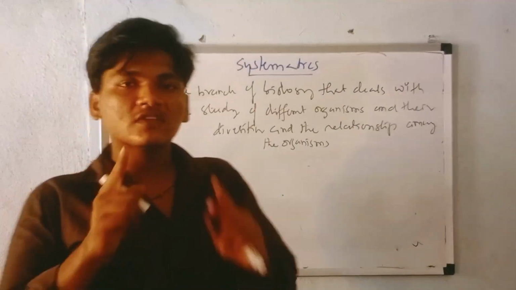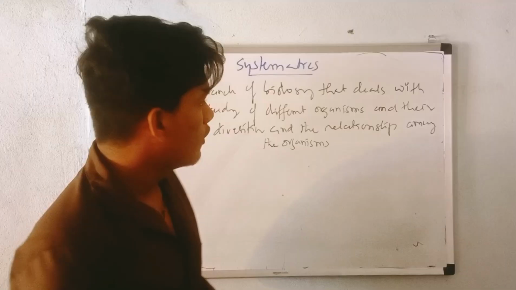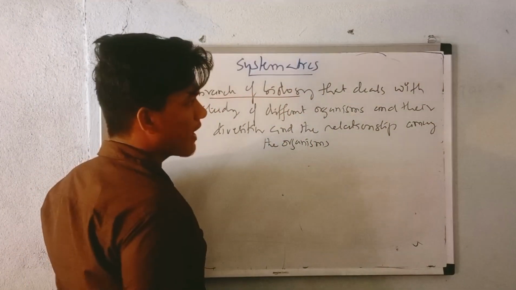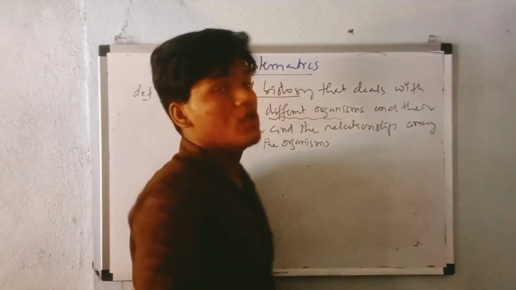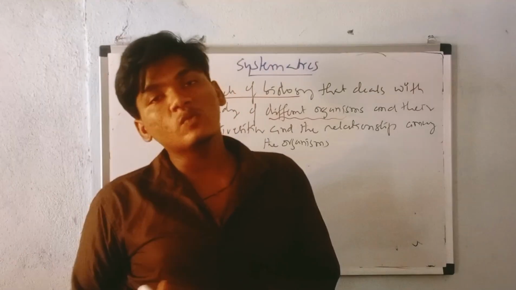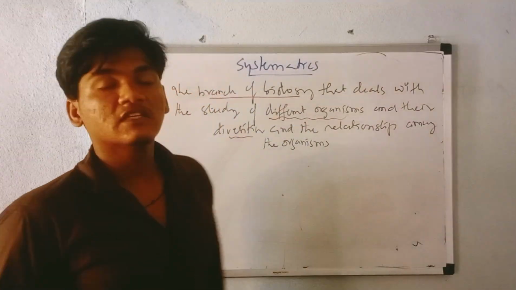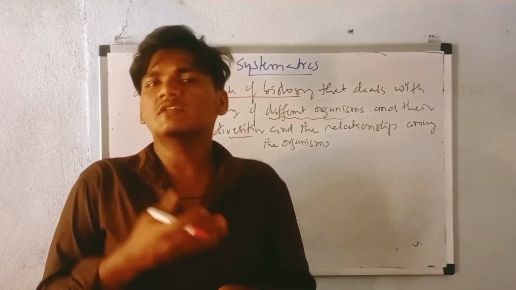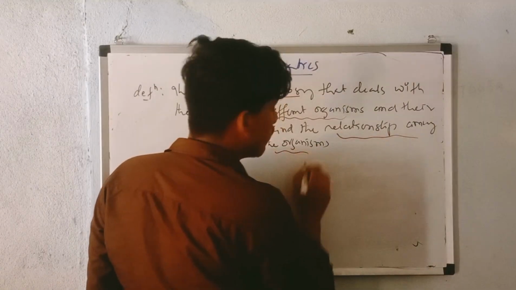Why? Because between is used when comparing two organisms. Among means a group of organisms. Systematics is nothing but the branch of biology that deals with the study of different organisms, so we can study different types of organisms here. And diversity is nothing but how they live, how they survive, how they acquire food. Okay, and the relationship among the organisms.